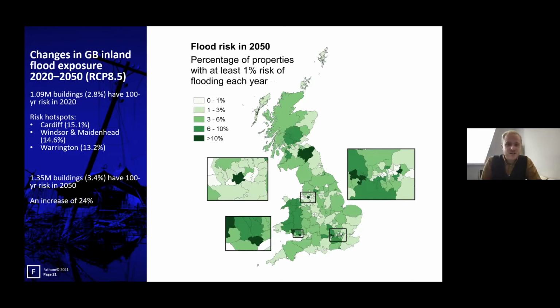So how does this change under a high emission scenario to 2050? Well, you can see that that map's got a whole lot darker. The number of at-risk buildings goes up quite dramatically in 30 years' time, I'd say. That's a 24% increase, so 1.35 million.